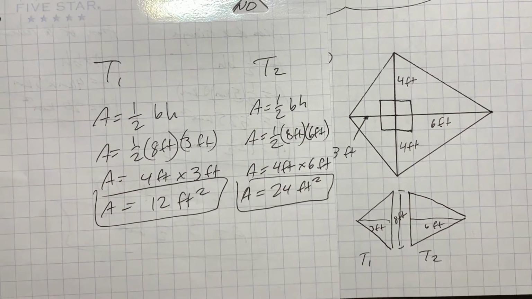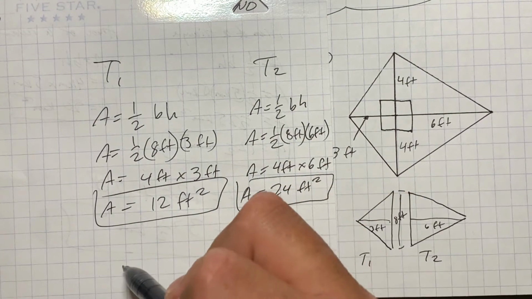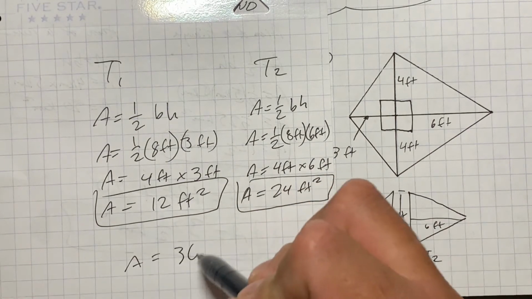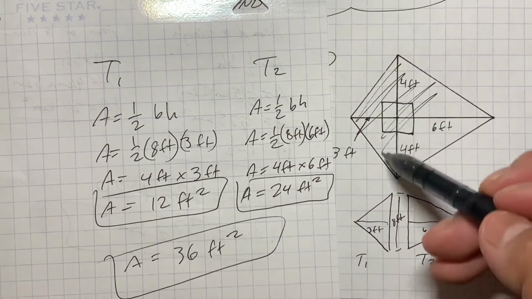All right. Now what you're going to do is add them together. So 12 feet plus 24 feet is going to be 30 feet squared is the area for this whole kite.